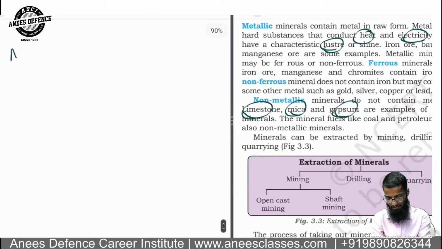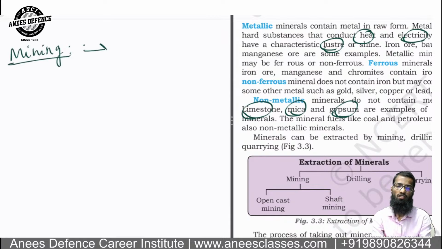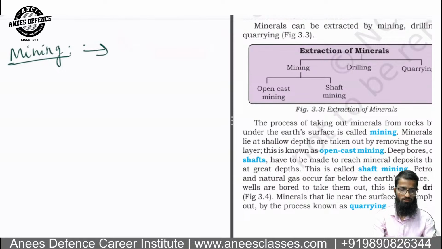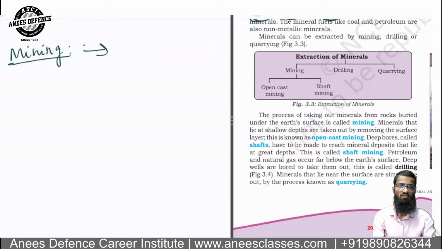What is mining? माइनिंग क्या होता है? जब आप जमीन के अंदर से खोद करके मिनरल जब निकालते हो तो उसे बोलते हैं mining. So mining can be done with three types. There are three types through which the extraction of minerals can happen. Okay. So the process of taking out minerals from the rocks buried under the surface is called mining.